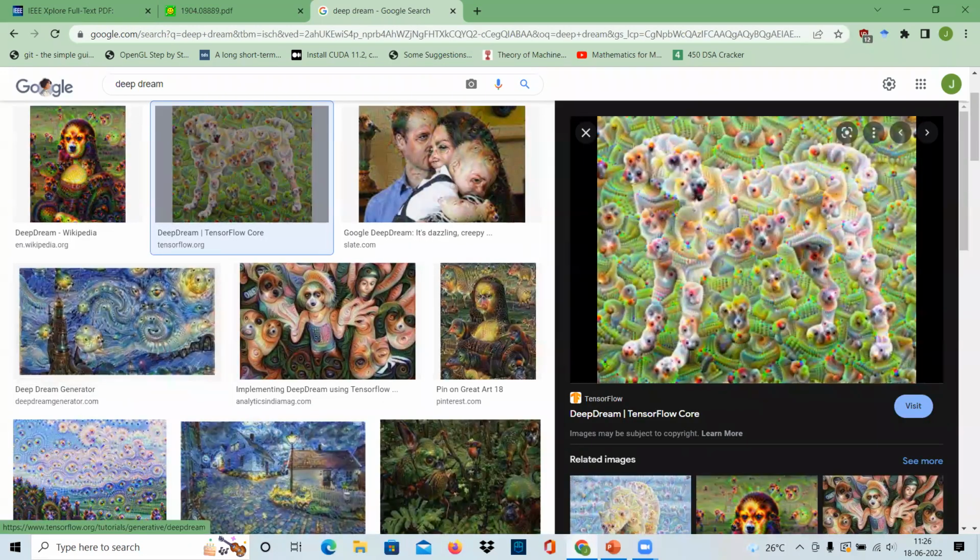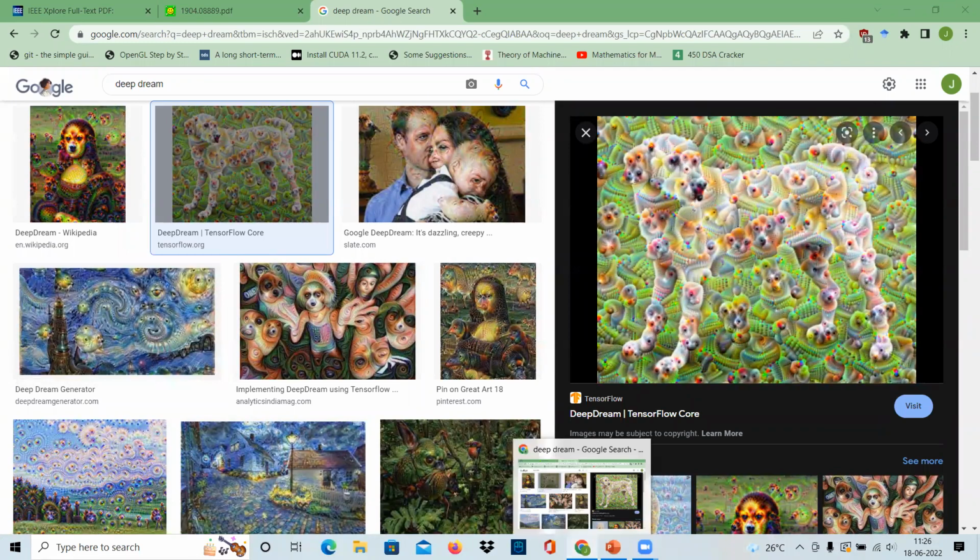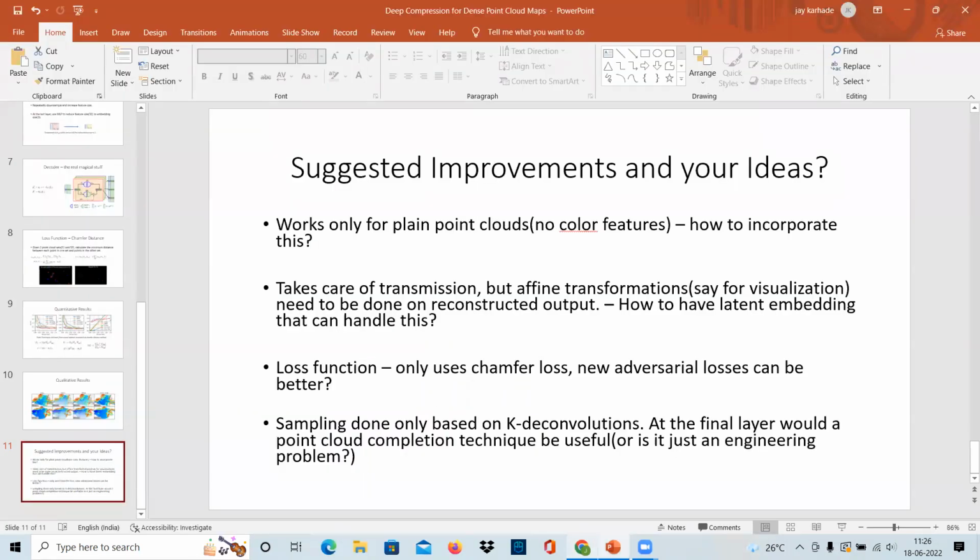So in DeepDream, what they do is they increase the activations and then they see what is the change in input. But over here, instead of changing or increasing the activations, we just change the orientation of the output. Can we achieve something like that?